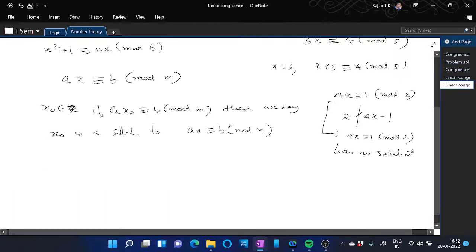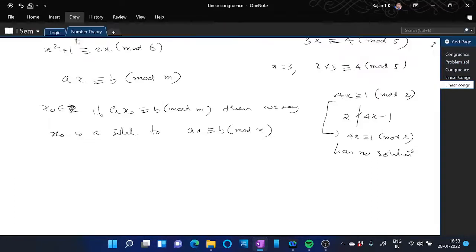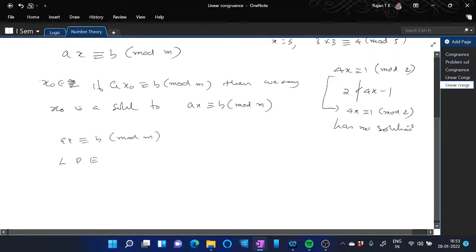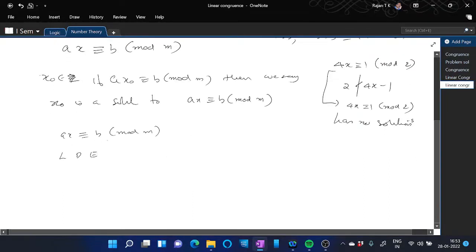To find a solution to a linear congruence ax congruent to b mod m, we are going to identify the linear congruence ax congruent to b mod m with an equation, a linear Diophantine equation. You can see that there is a connection between linear congruence and linear Diophantine equation.